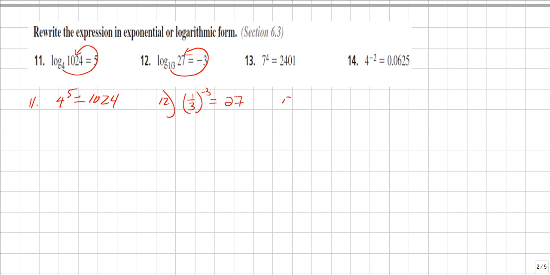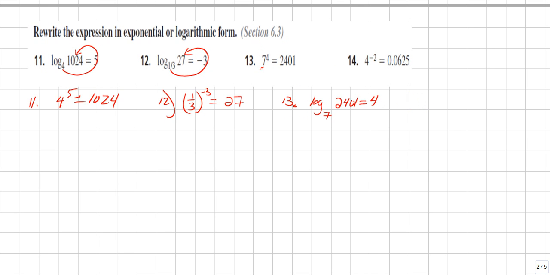Number 13, the base of the logarithm will be 7. What's outside the log, what's outside the exponential all alone will move inside. And then what's trapped in the exponent position will move outside all alone.